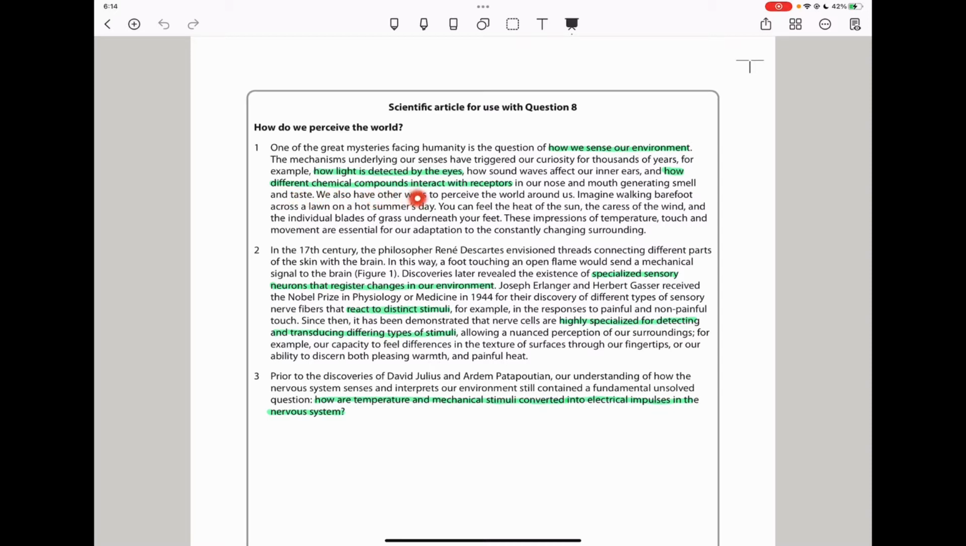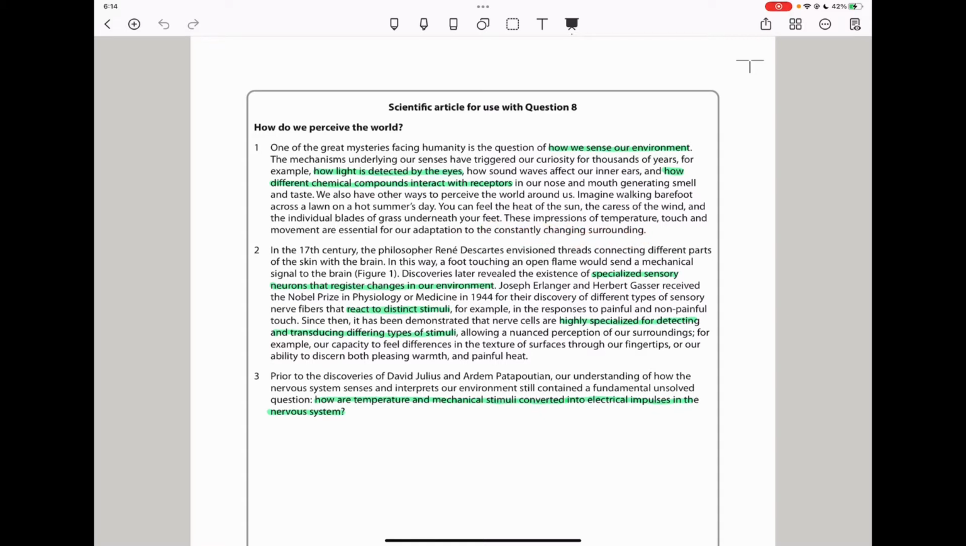We also have other ways to perceive the world around us. Imagine walking barefoot across a lawn on a hot summer's day. You can feel the heat of the sun and the caress of the wind and the individual blades of grass underneath your feet. This impression of temperature, touch, and movement are essential for our adaptation to the constantly changing surroundings.